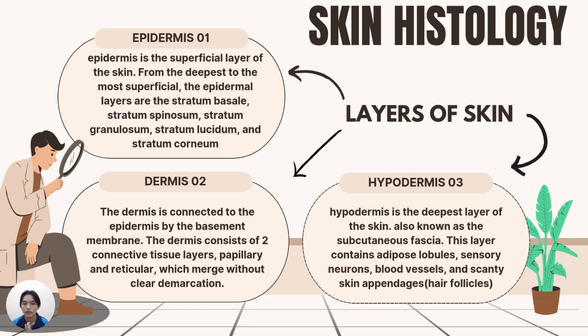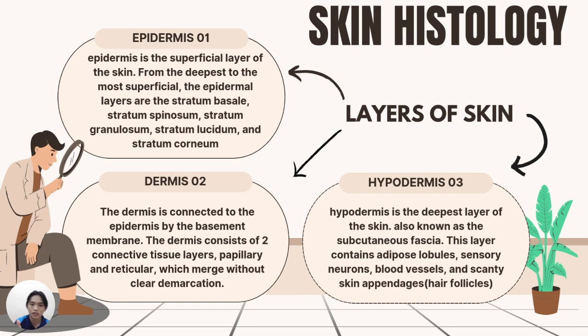And then we have the dermis. The dermis is connected to the epidermis by a basement membrane. The dermis consists of two connective tissue layers, the papillary and reticular, which merge without clear demarcation. We cannot really see the merging, but it slowly merges into one, so trying to find its separation is very hard.